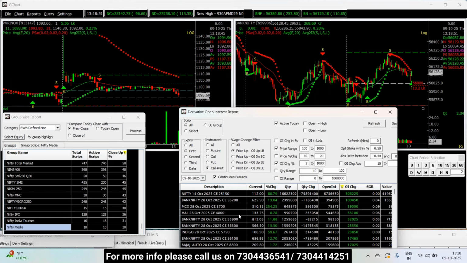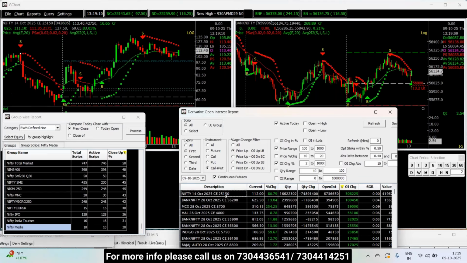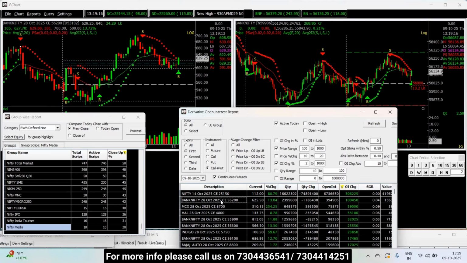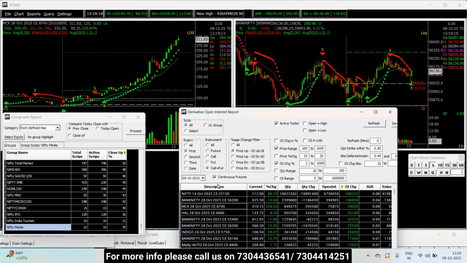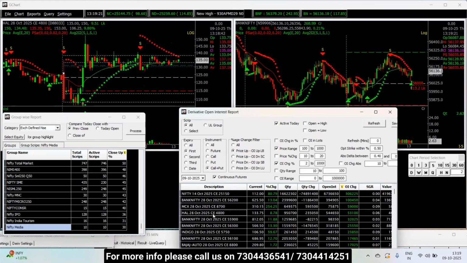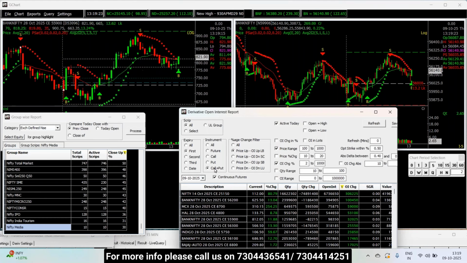Here you can see the different strike prices with the OA change percentage of more. So you need to check this. And I'm going to open any one of these. Let's go for Nifty 14th October call option 25150. And on the Bank Nifty 28th October. In this way, you can observe how it's performing in the open interest as well.